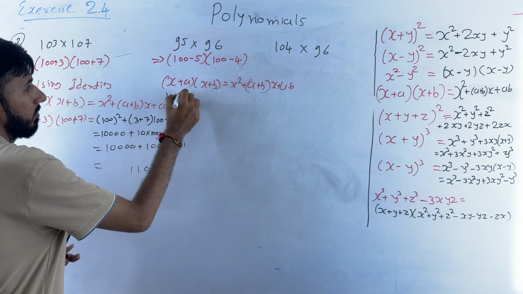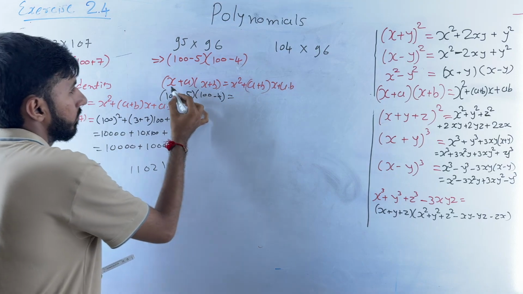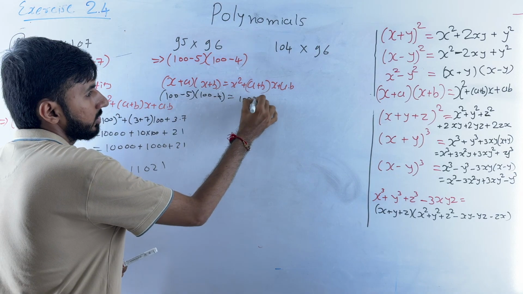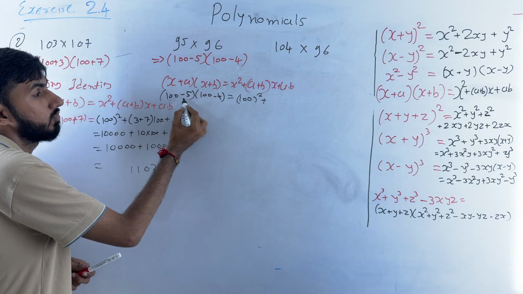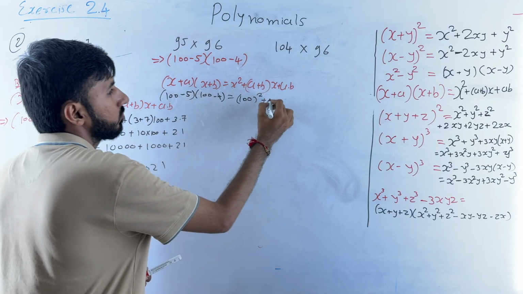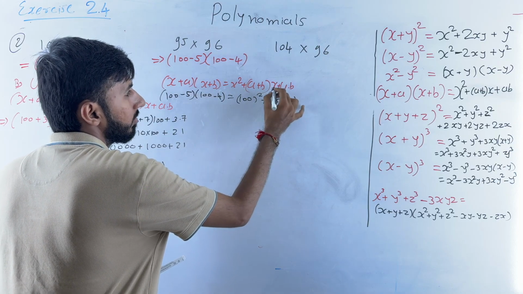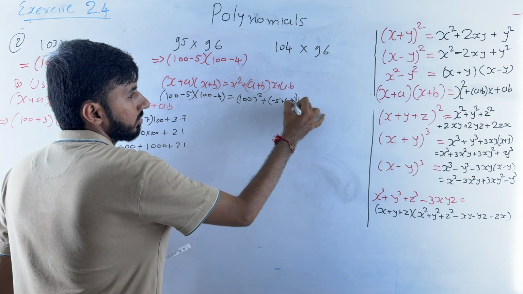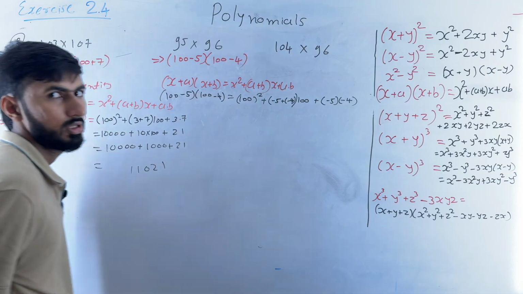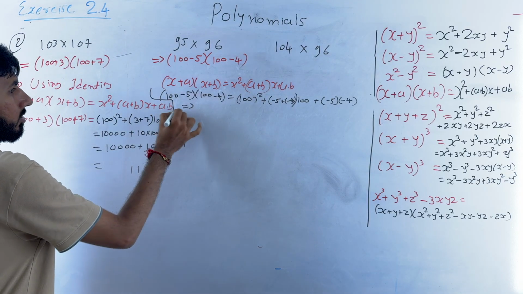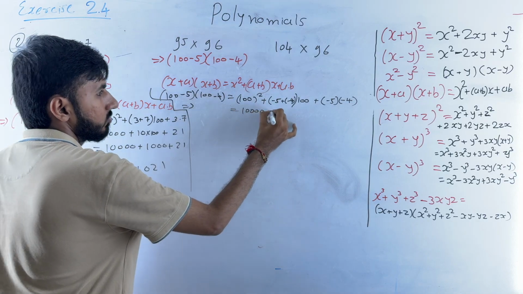(100 − 5)(100 − 4) is equal to, now x is equal to 100, so 100 square plus (a + b), see here I have a is equal to minus 5, b is equal to minus 4, so (−5 + −4), right, multiply x, x is 100, plus a into b, that means −5 multiply −4, right? So my answer will be 100 square, that is 10,000.